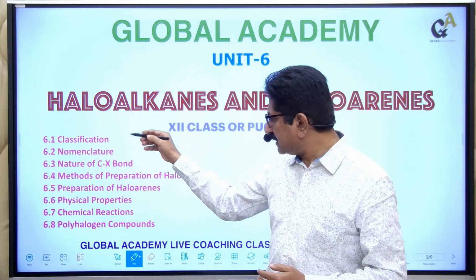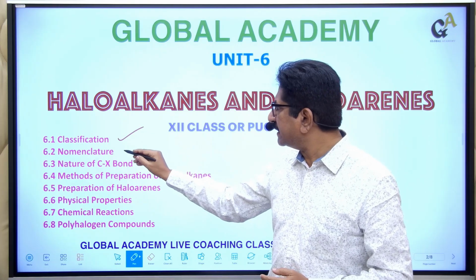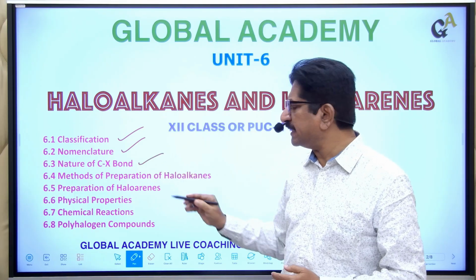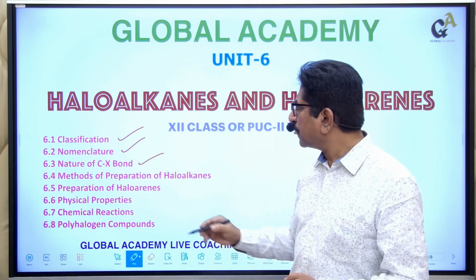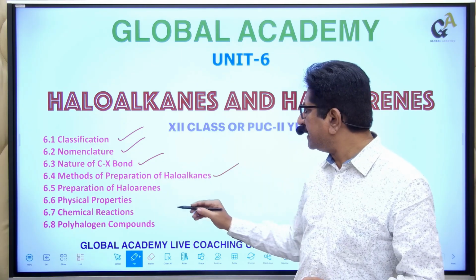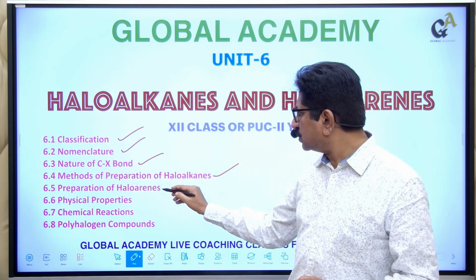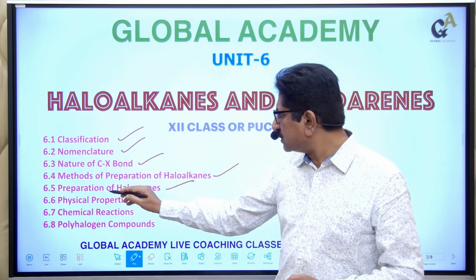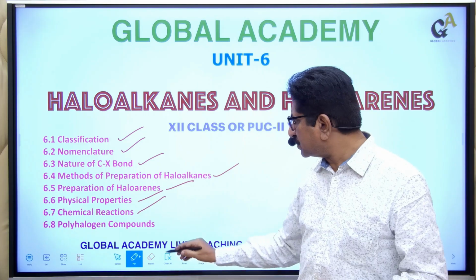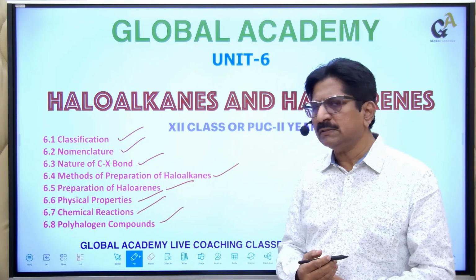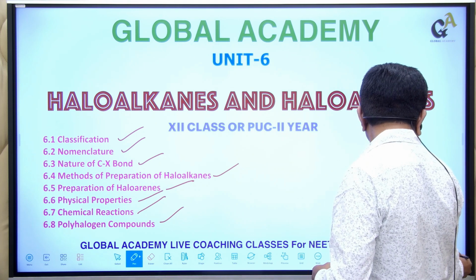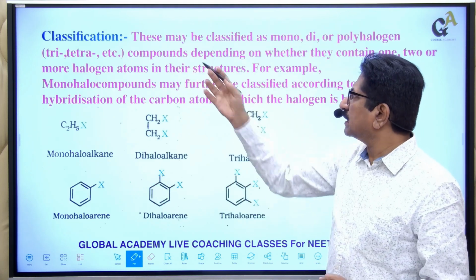The first one is classification, the second is nomenclature, the third is nature of C-X bond, the fourth is methods of preparation of haloalkanes, the fifth is preparation of haloarenes, the sixth is physical properties, the seventh is chemical reactions, and then polyhalogen compounds. Now let's see the first, and that is the classification.